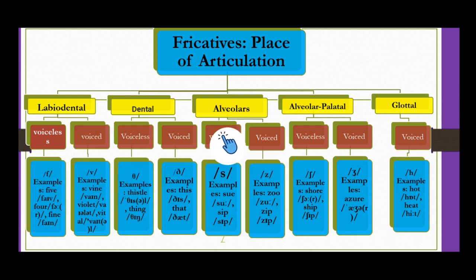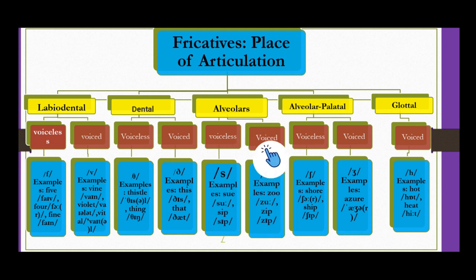So now we come towards alveolar sounds, fricatives, alveolar. Alveolar sounds are those sounds which are produced when you take the front part of your tongue towards the alveolar ridge. Now alveolar sounds can be voiceless or they can be voiced. First we have the example of voiceless s. We have words like snake, snow, sip, right?